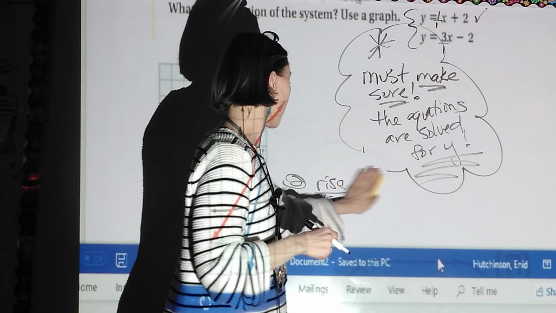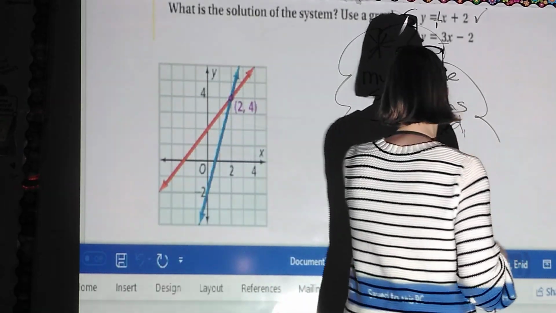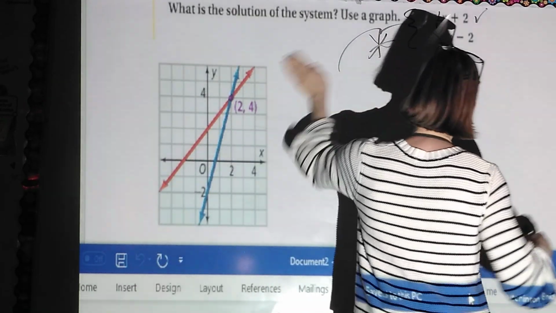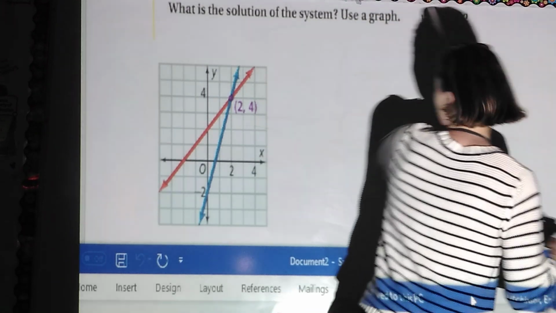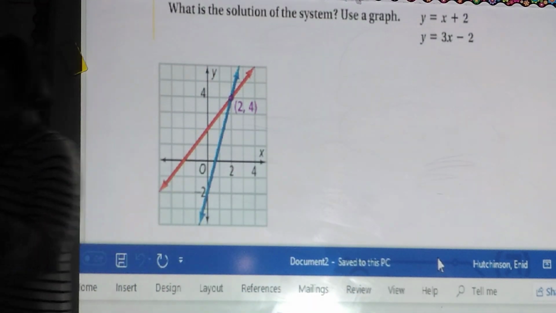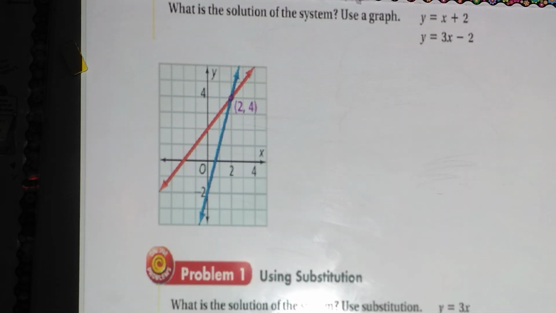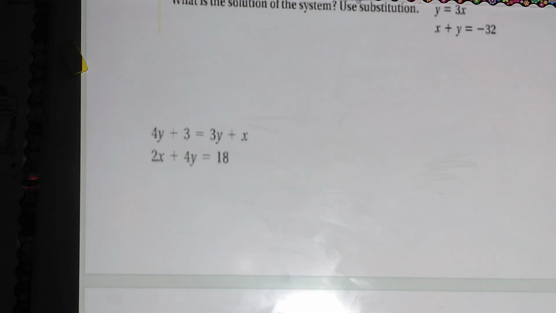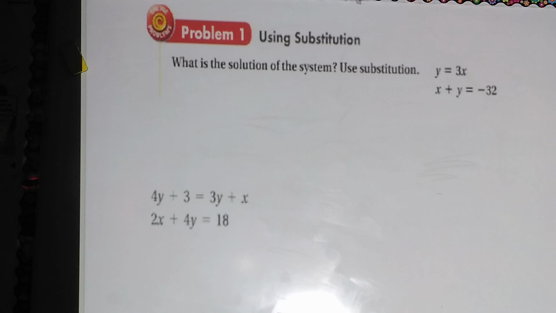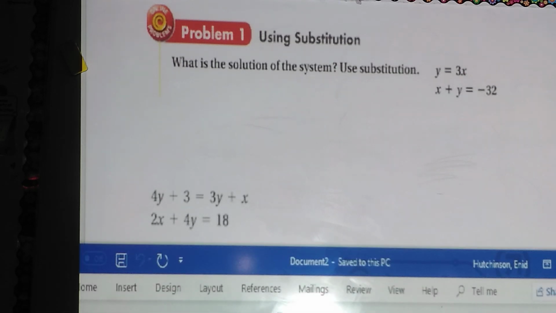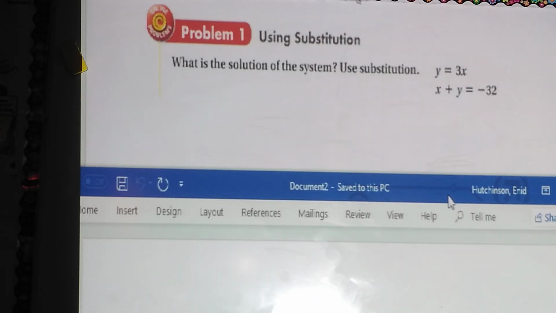So that is graphing a system of equations. I've already pre-prepared this, so I'm going to see if I have an opportunity for you to graph it first. Nope. So we're just going to go right on to substitution. Okay, so here we are. Great, great, great example.